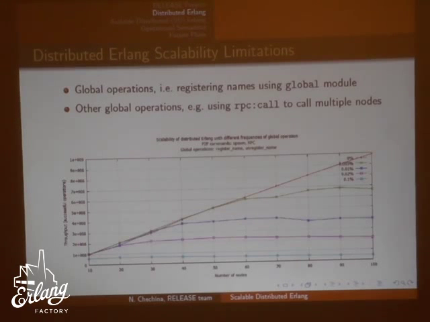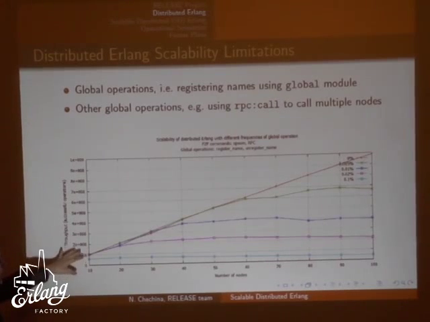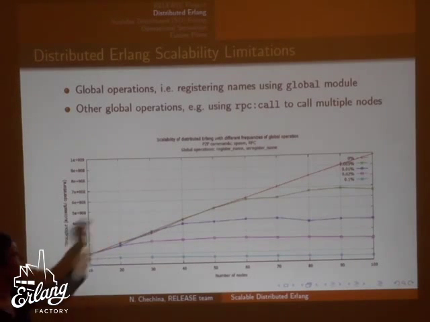And so, the distributed Erlang scalability limitations. Well, we thought about a few of them, and that's the reason we work in the project. The first one is about global operations. First, of course, is using the global module. This picture shows the number of cores, number of nodes, and this is the throughput. And then we increase the percentage of global operations. The largest percentage is 0.%. And the fewer global operations we have, the better we scale.